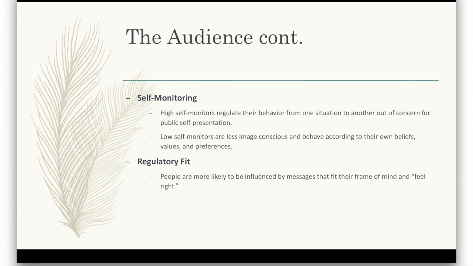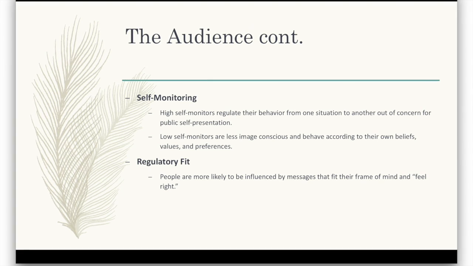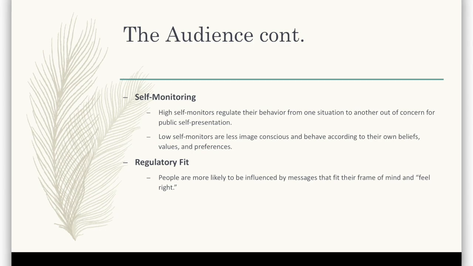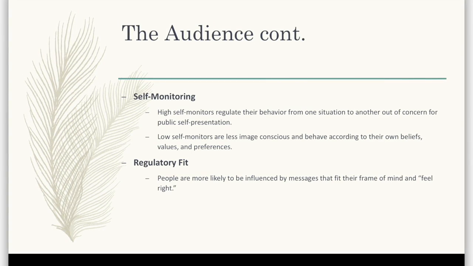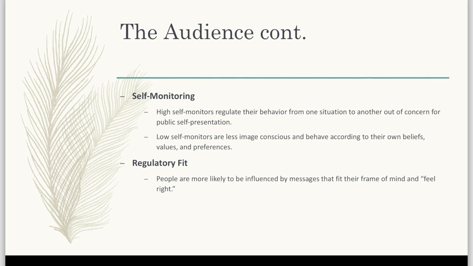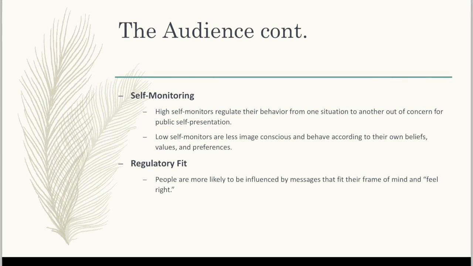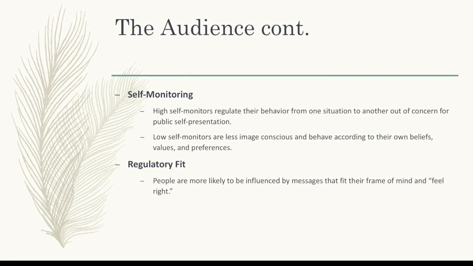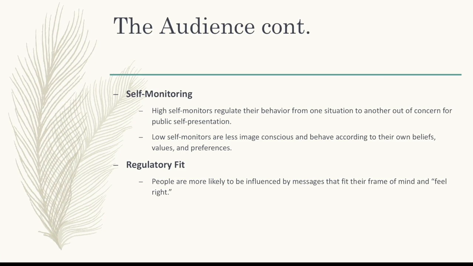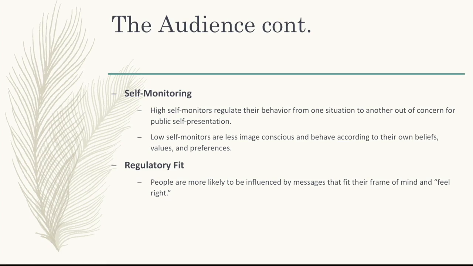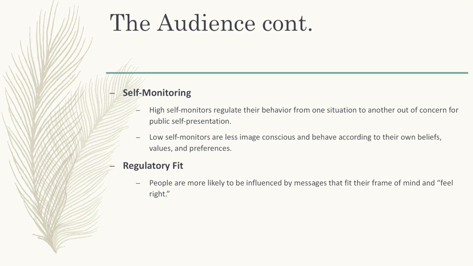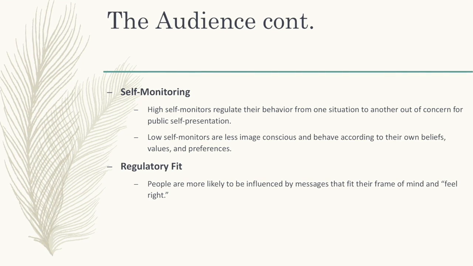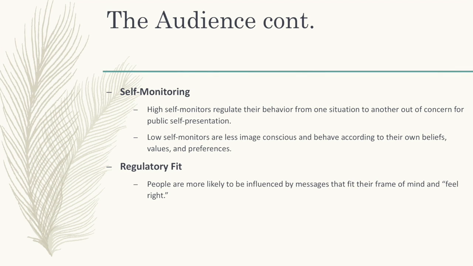Next, you got the self-monitoring. Now, there are two types of self monitors. You have the high self monitors and you have the low self monitors. So the high self monitors regulate their behavior from one situation to another out of concern for public self presentation, while the low self monitors are less image conscious and act according to their own beliefs, values, and preferences. And then you have the regulatory fit, which are the people who are more likely to be influenced by messages that fit their frame of mind and the feel right area.